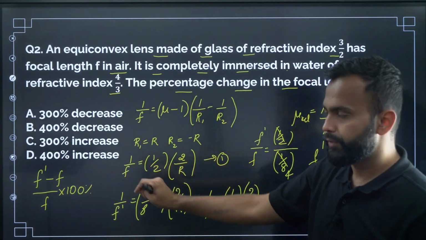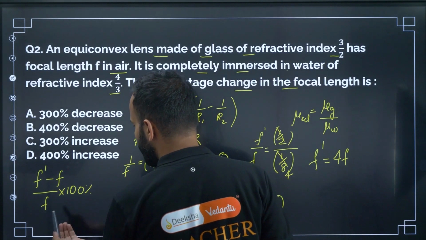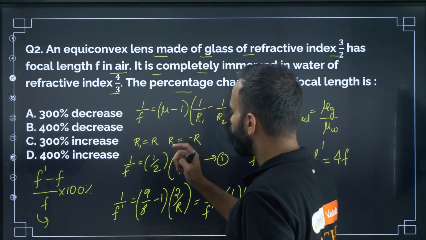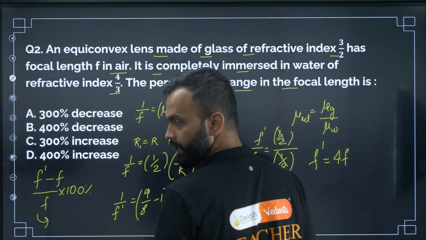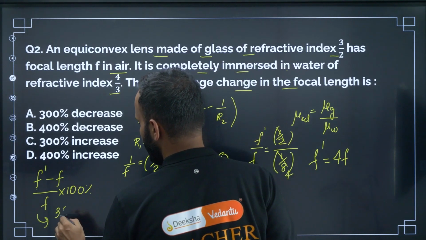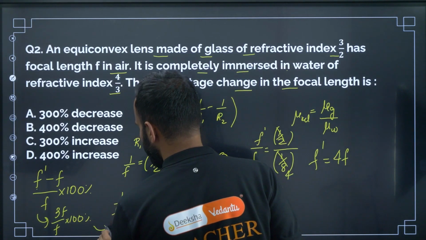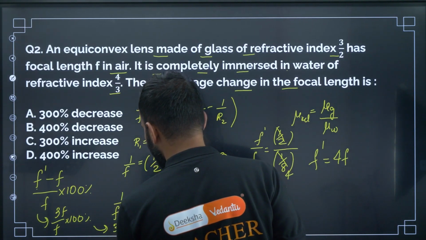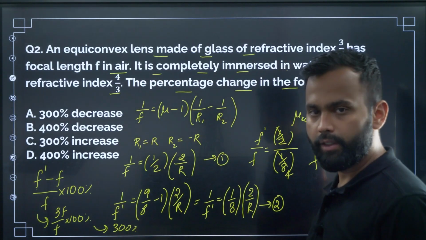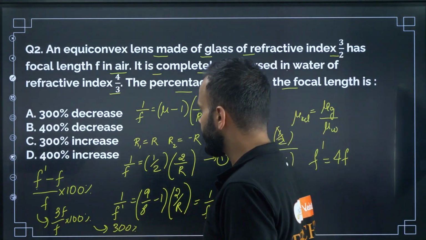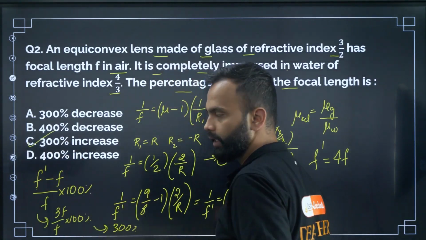So we got the value of f dash in terms of f. Now use this formula, percentage change in focal length. F dash is 4f, 4f minus f is 3f. 3f divided by f into 100%, which is equal to 300%. Now, is the focal length increased or decreased? Here the focal length is increased, because it's positive 300%. So option C is the correct answer.